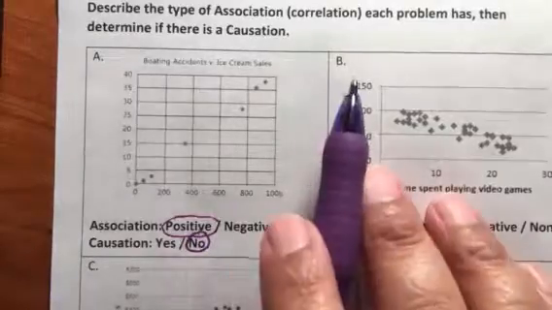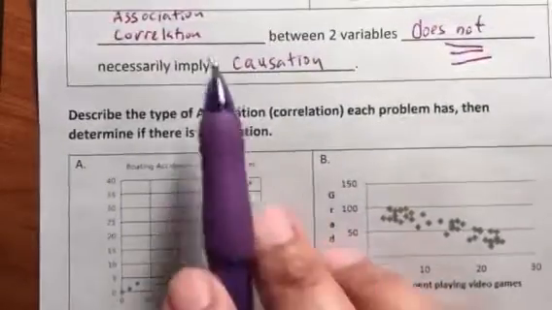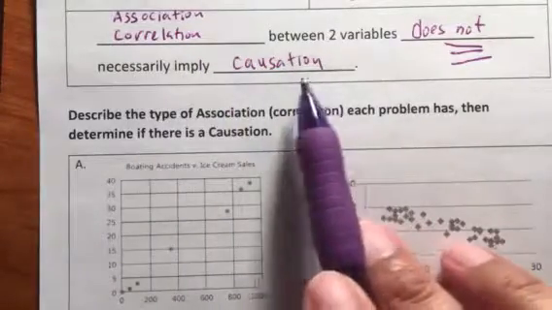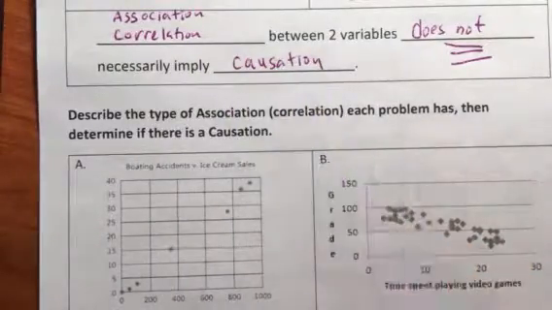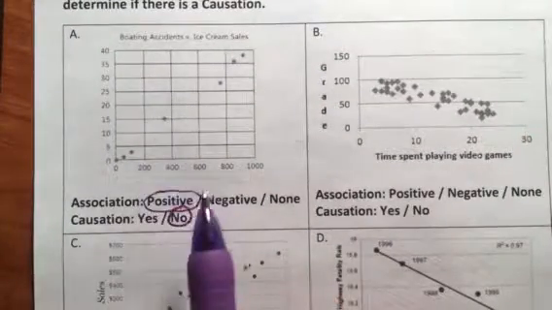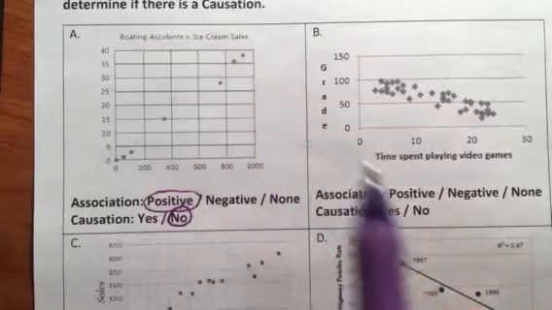So kind of like what we talked about here, just because there's an association or a correlation, it doesn't mean that there's a causation. Just because there is an association doesn't mean that this causes that.